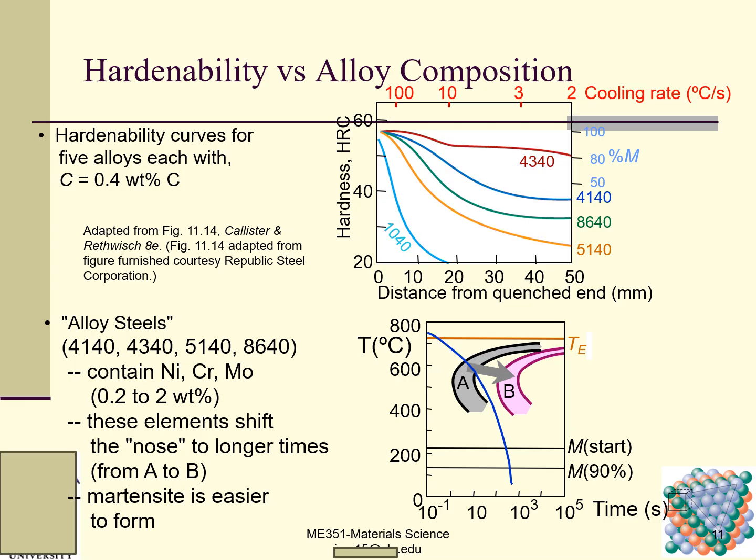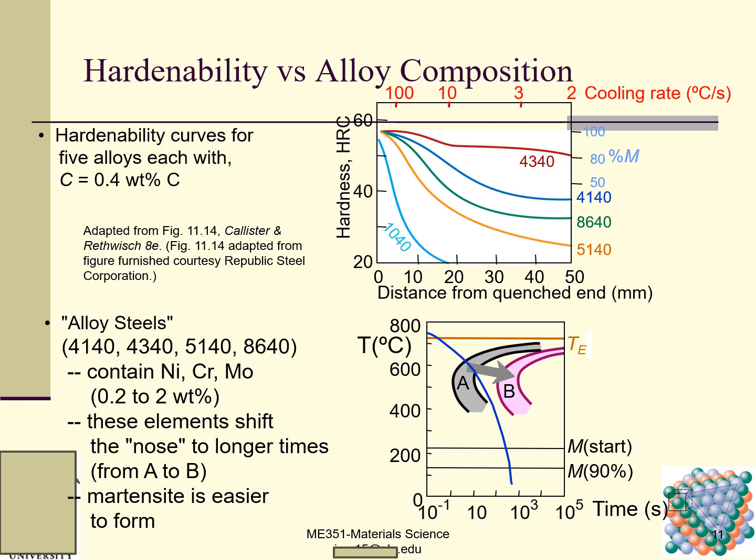This is the cooling rate. So here this is a 1040, this is a 5140, 4140, and this is the 4340. This is the cooling rate, distance from the quenched end. The cooling rate at this end is much lower.